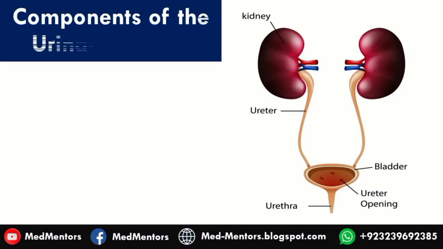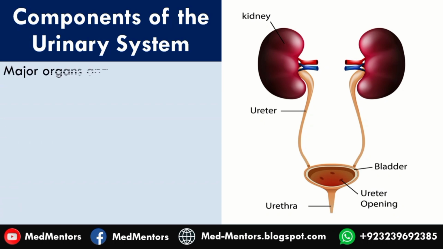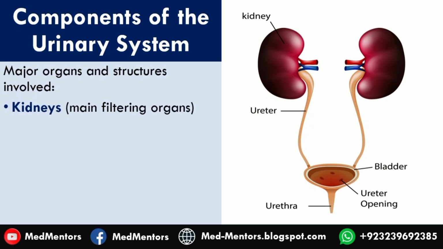Next, components of the urinary system. Next, we will explore the main components of the urinary system. Major organs and structures involved include kidneys. These are the primary filtering organs of the system.